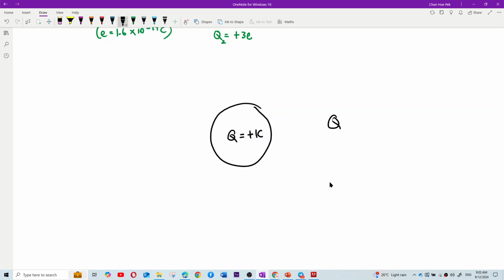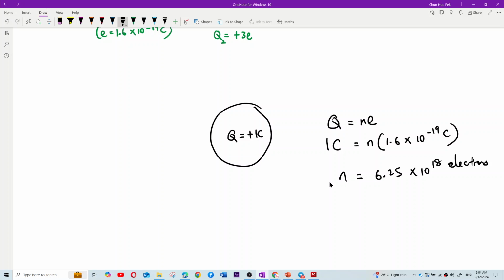You can actually calculate how many electrons are in 1 Coulomb. So you just substitute. The electron charge is 1.6 exponent negative 19 Coulomb. So how many electrons are in 1 Coulomb? Let's calculate, class. Use your phone to calculate: 1 divided by 1.6 exponent negative 19. So in 1 Coulomb, it has 6.25 exponent 18 electrons. In just 1 Coulomb, there are so many electrons.